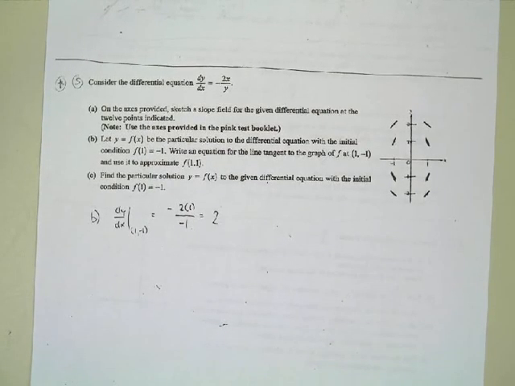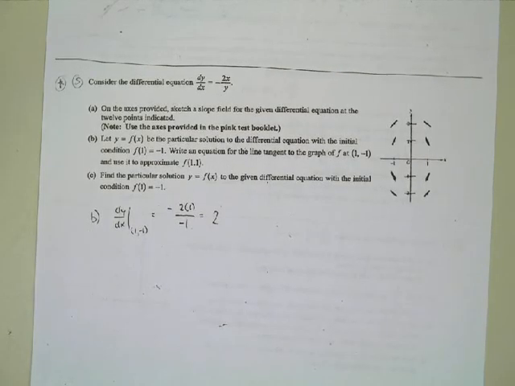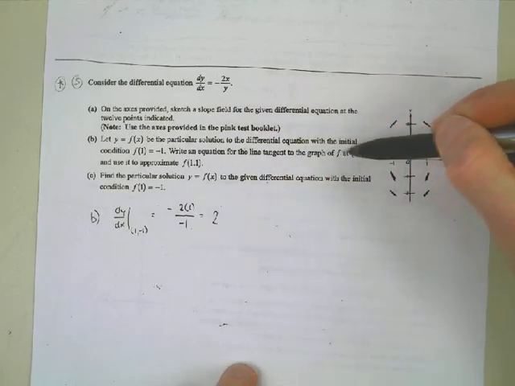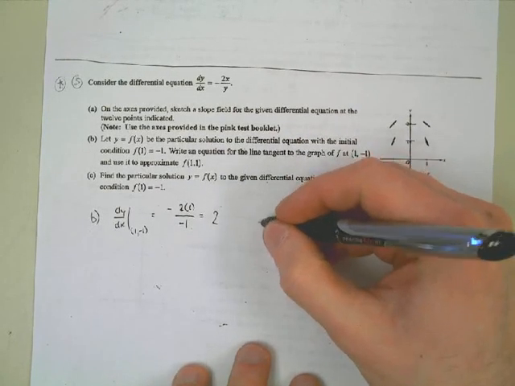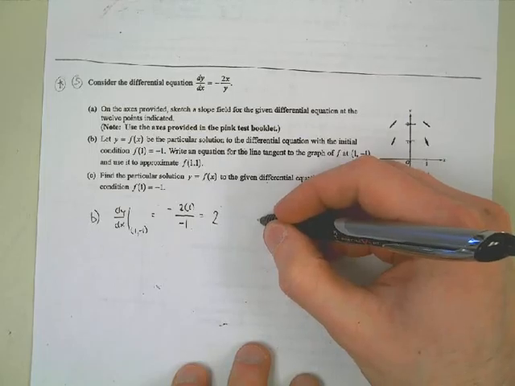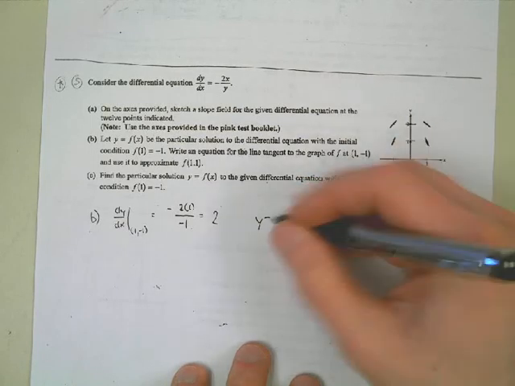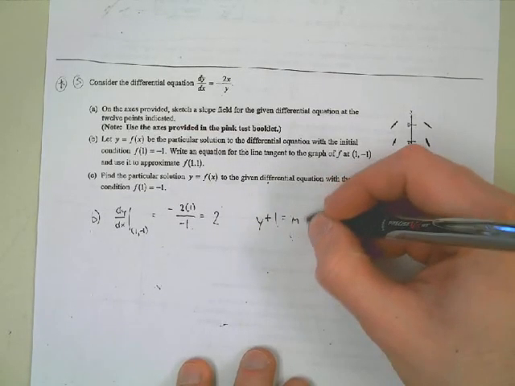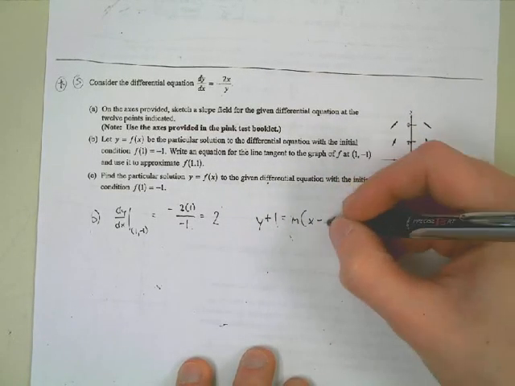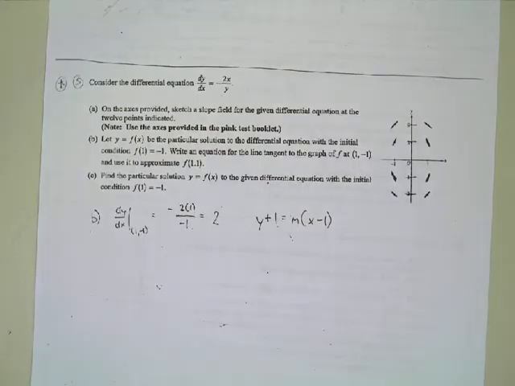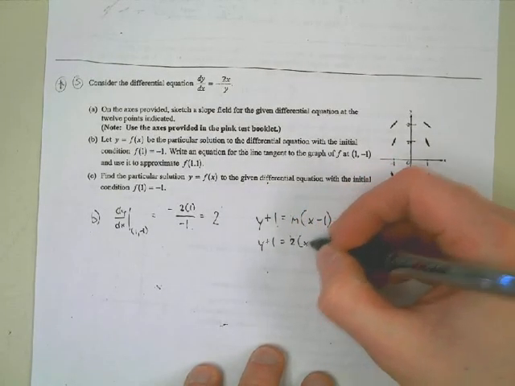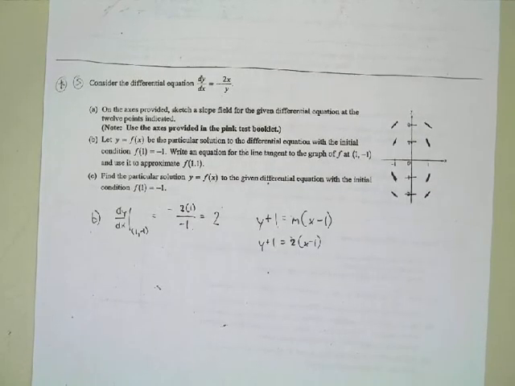So what else do we need to write the equation of a tangent line? A point. Do we have a point? Yep, it's 1, -1. So our equation then is y plus 1, because it's y minus -1 equals m times x minus our x coordinate of 1. Our m is 2, so y plus 1 equals 2 times x minus 1. Okay, so there's the equation for our tangent line.